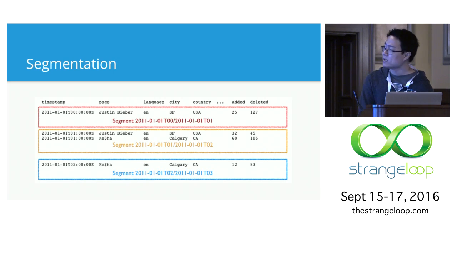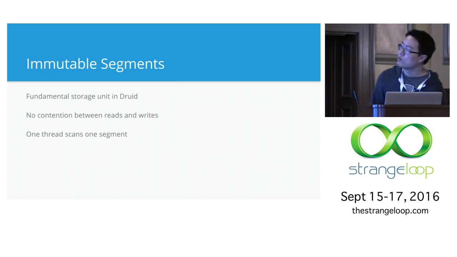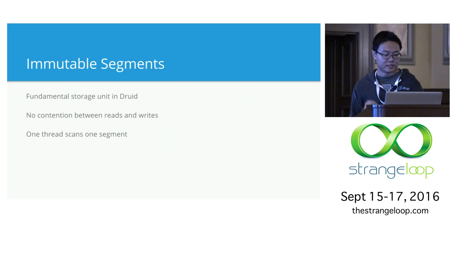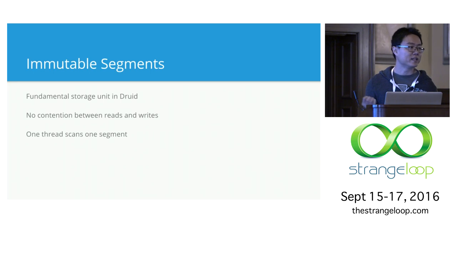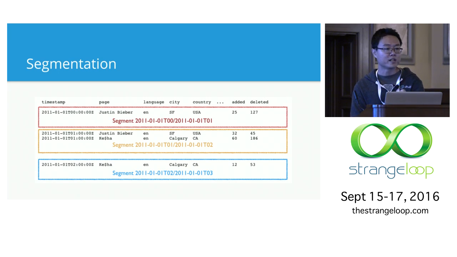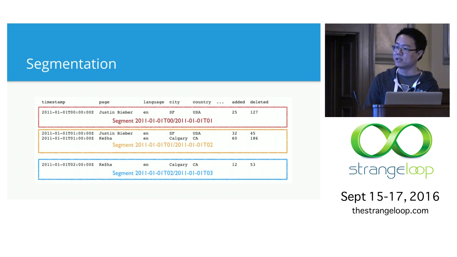So these segments, these time partition segments, are immutable. And the reason why they are immutable is that immutability confers really nice advantages. For one, we don't have to think about any contention between reads and writes. So these segments are very much designed to be read-optimized data structures.